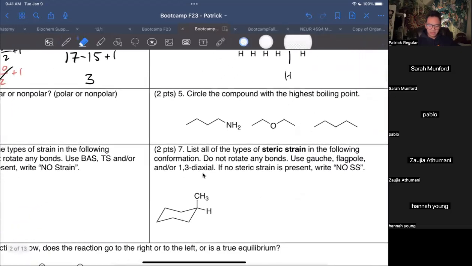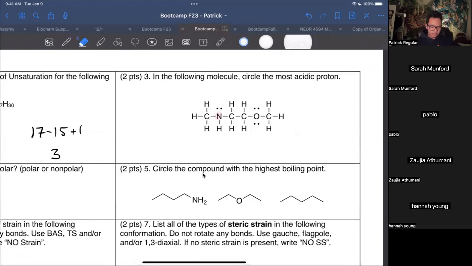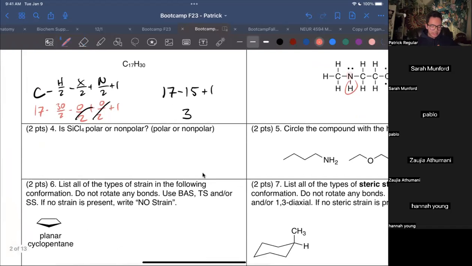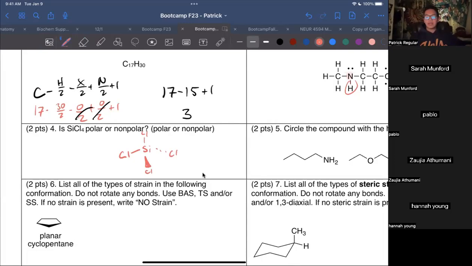Let me reset. SiCl4, polar or non-polar? Well, if you know, Cl, Si, Cl, Cl, tetrachlorosilicon. That's going to be non-polar. Even though chlorine is electronegative, all of those 4 vectors point in opposite directions. There is symmetry among all of them.